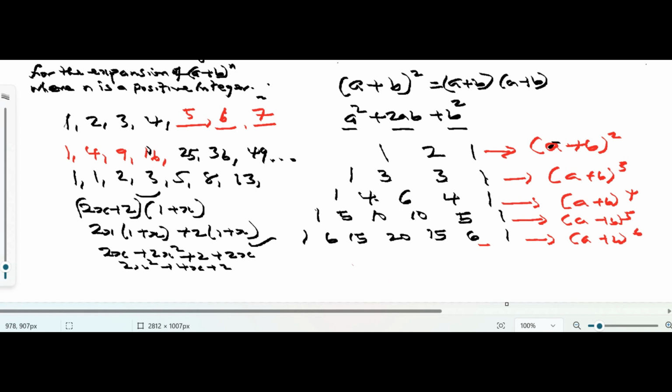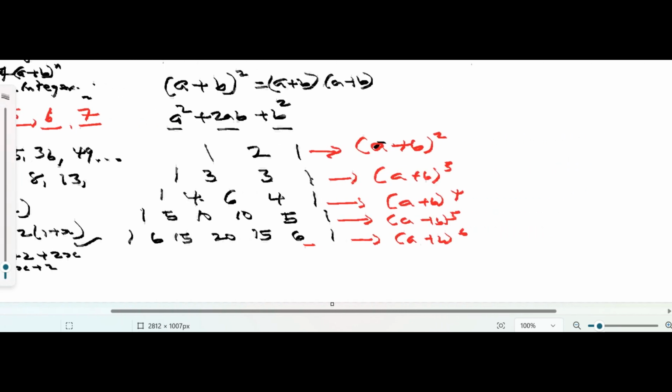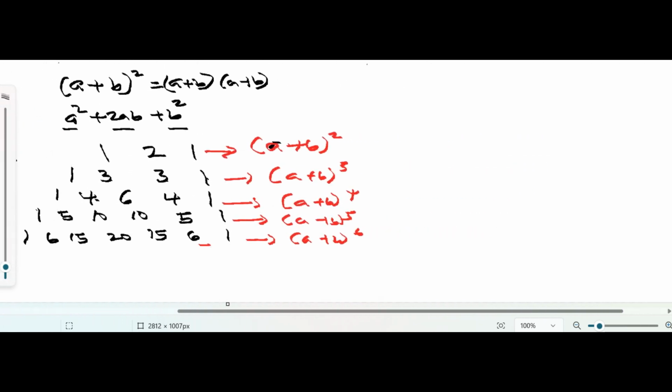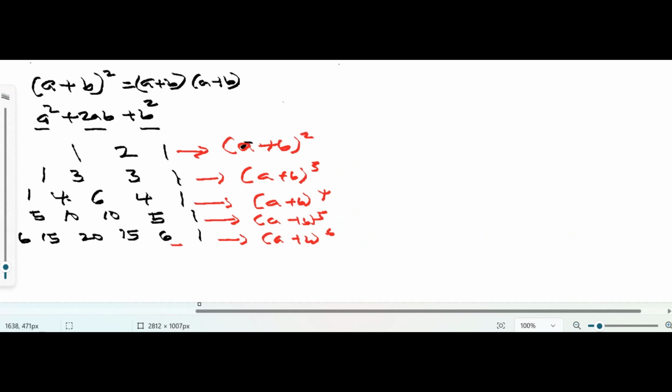Now, let's apply this. I will just pick one or two to tell you how to apply this. Now, there's something you need to know which is very important. If I'm to expand a plus b raised to power 3, from the first one I did, you discover that the power of a is decreasing as the power of b is increasing.